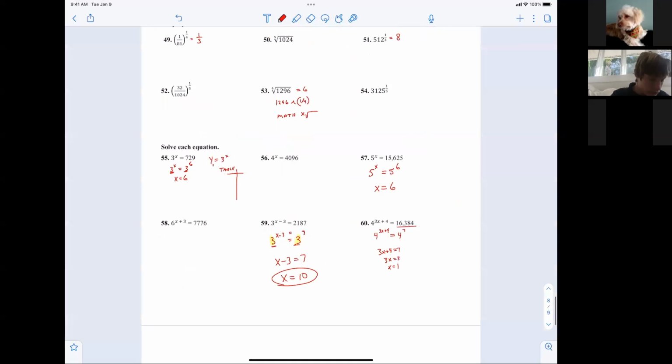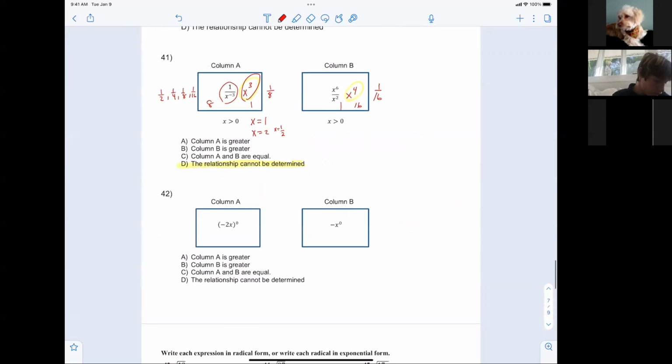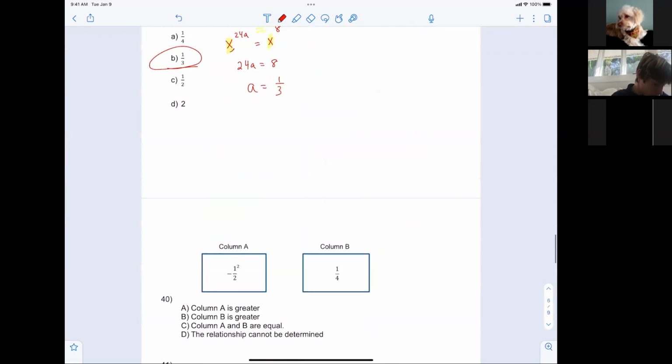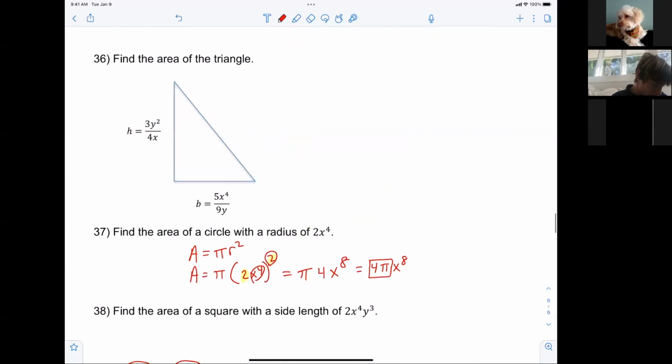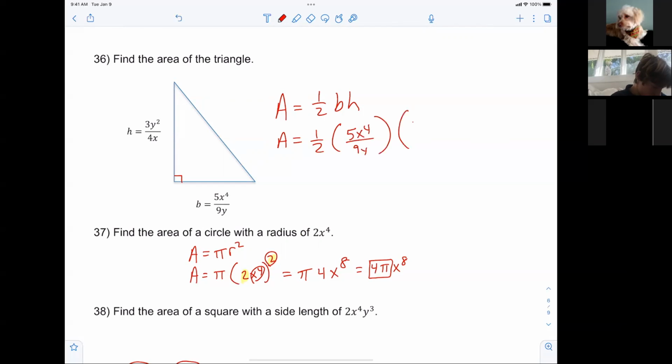Okay. Now, Maya had one quick question. All right, Maya, I skipped one. Which one was it? The triangle one, 26. Okay, now, the reason people don't know this is because they forget the formula for area of a triangle. 1/2 base times height, right? So area equals 1/2 times 5x to the 4th over 9y times 3 over 4y squared x.